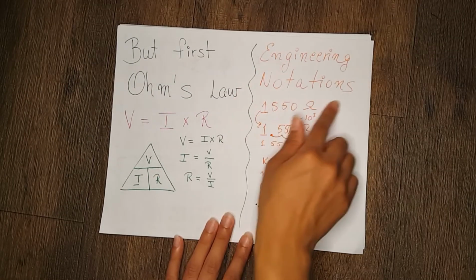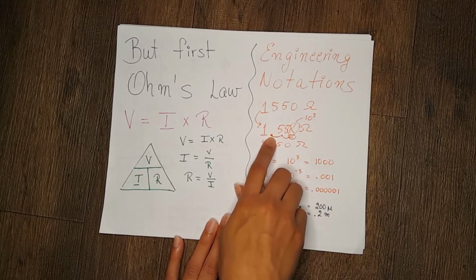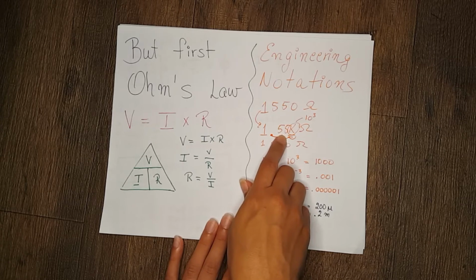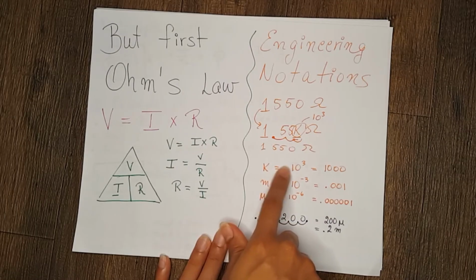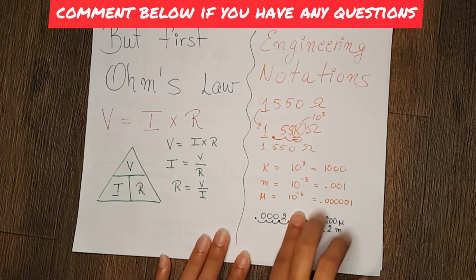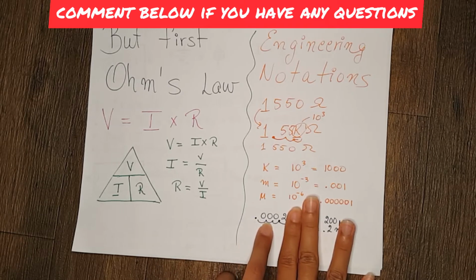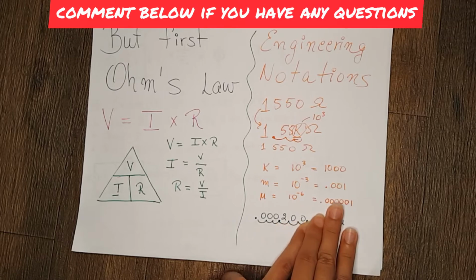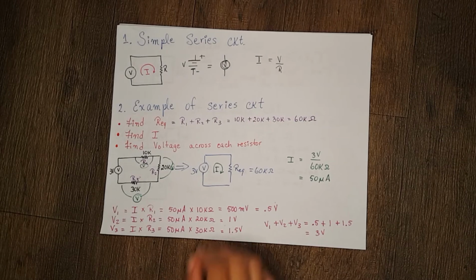So moving on to engineering notations, let's say I have this big number, it's 1550. I can make it into 1.55 kilo ohms, so K, which is 10 to the third power. So right here we have kilo, we have milli, and we have micro. And let's say I want to change this other number, it's a decimal, into milli. I can move my decimal 3 units down, so it would be 0.2 milli, or add 2 zeros and make it 200 micro. And that's all I wanted to cover before we move on to series circuits.